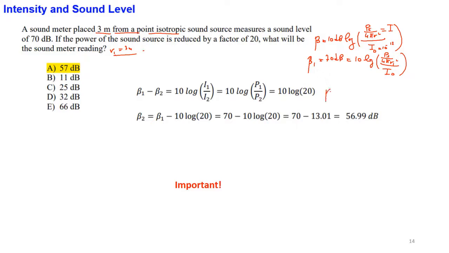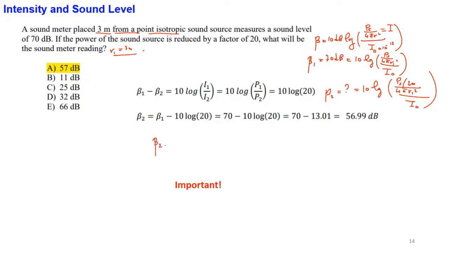Now the new reading, which is beta 2, that I don't know, but I can calculate it easily. That's what I want to calculate. It will be 10 log. Now the power source has been divided by 20. The distance is the same, r1 square, I naught is the same. So the question is, what is beta 2? So let's get beta 2.